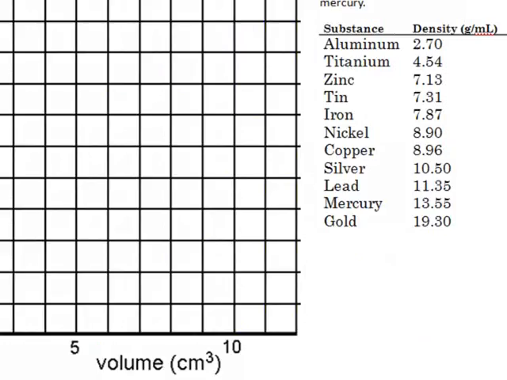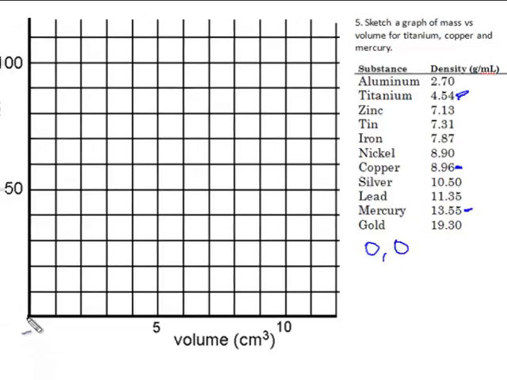Okay, question 5 says to sketch a graph of mass versus volume for titanium, copper, and mercury. So what I need to do is find 2 points that I can make a line from. And the nice thing is, because 0 volume gives me 0 mass, for all of them I can use the 0, 0 point. So I can count that as 1 point. So I need to find one other point. I have 10 centimeters cubed here, so what I can do is make this 10 milliliters, which would be 45.4 grams. I can do the same thing here, 89.6 grams for copper.